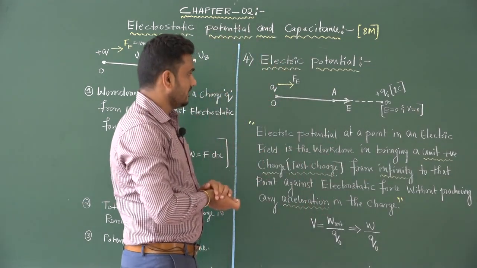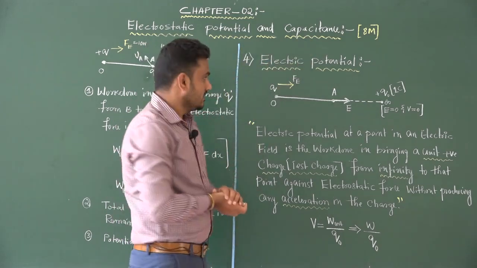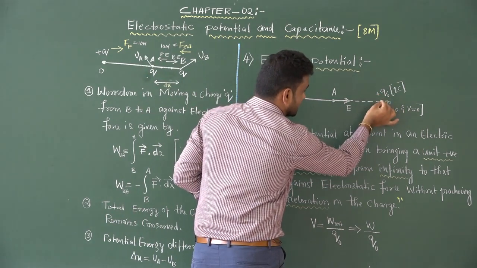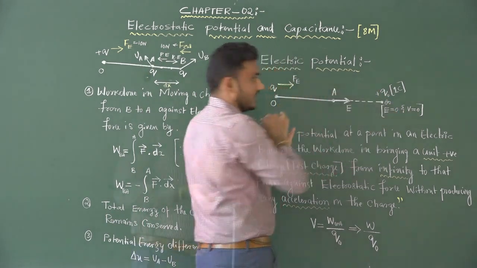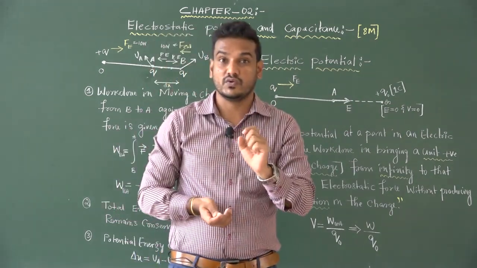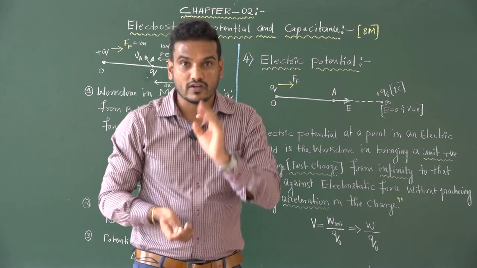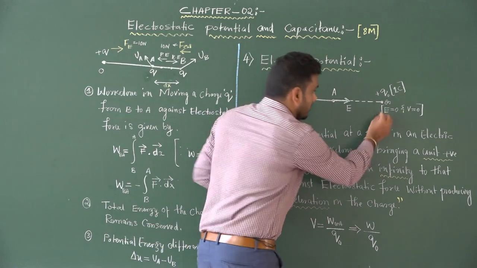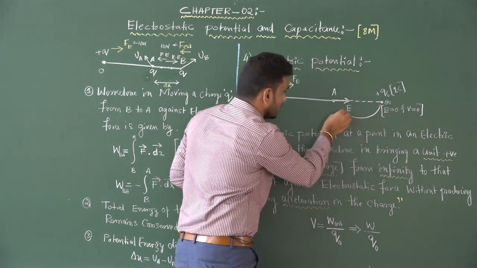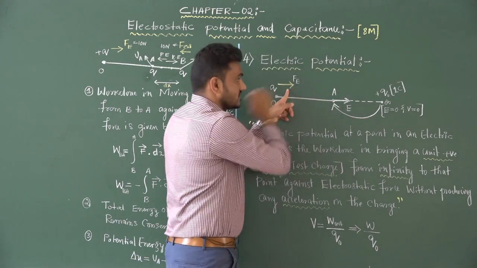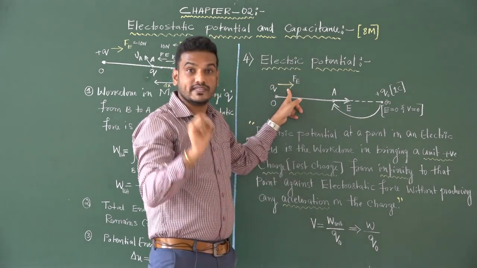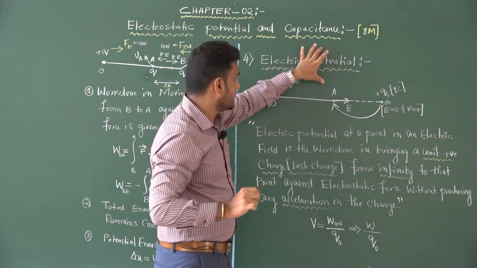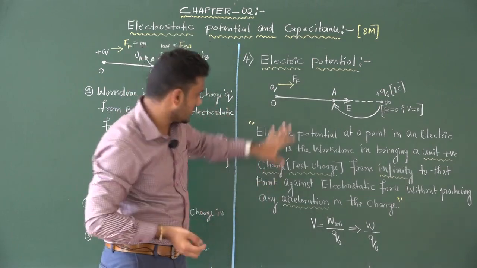Now, to understand electric potential, we do work to bring the unit positive charge or test charge from infinity to the point A. Against the electrostatic force, we need to do work. So the work done to bring a unit positive charge from infinity to point A against the electrostatic force, without producing any acceleration in the charge, is known as the electric potential at point A. Look at the statement.